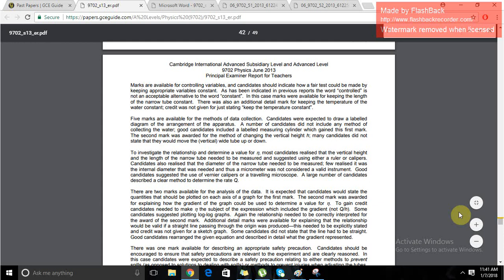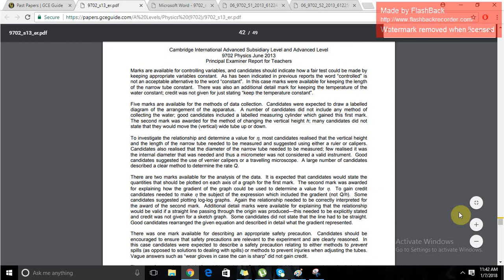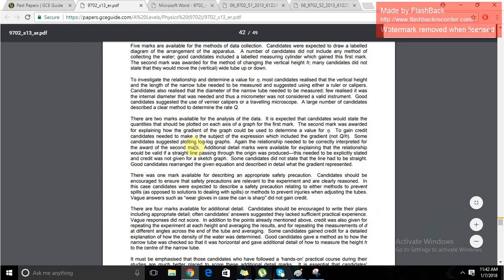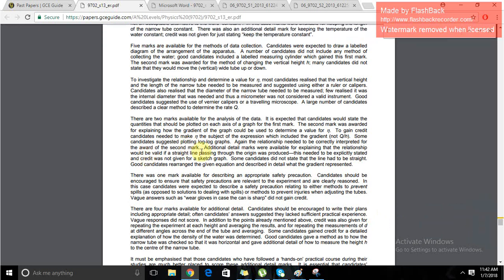Additional detail marks were available for explaining the relationship would be valid if a straight line would go through the origin and won't have any y-intercept that wasn't a 0. And this is something that needs to be explicitly stated and not just implied. And credit was not given for a sketch graph. Some candidates did not state that the line had to be straight, which was bad, lost them a mark. Some good candidates rearranged the given equation and described in detail what the gradient represented.